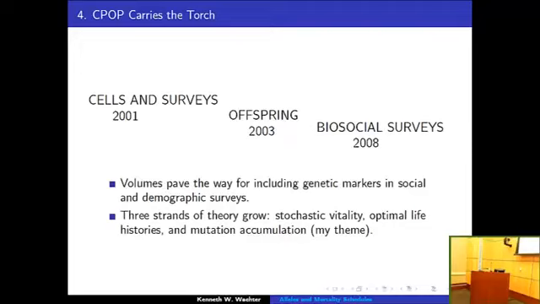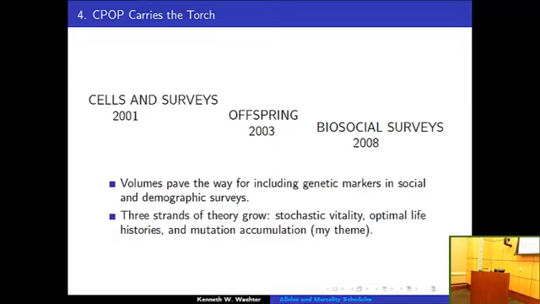Now, biodemographers have also developed new theory, especially new theory in 3 directions: stochastic vitality, optimal life histories, which Paul Hooper, Hillard Kaplan, and Michael Gurven, and which Ronald Lee will be discussing in this meeting, and thirdly, mutation accumulation. And it's mutation accumulation which is my theme to talk about.